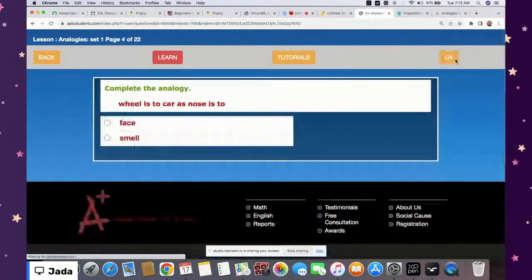Now we have wheel is to car as nose is to... A wheel is attached to the car, right? It's a part of the car. Without the wheel, the car cannot move. So we have the nose to what? Smell or face? What do you think? Is it going to be face?